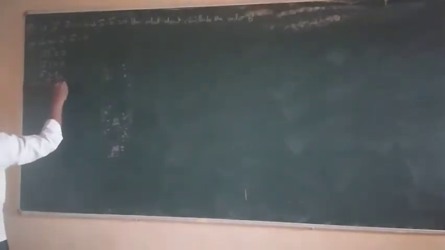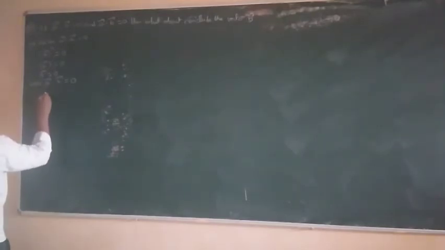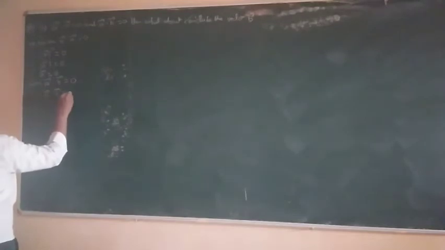So next, the second one. Now a bar dot b bar is equal to 0. In the first condition, a bar is equal to 0 bar. So 0 bar dot b bar is equal to 0. 0 into anything equals 0. 0 into any vector is 0.